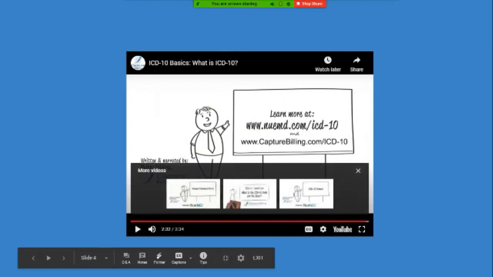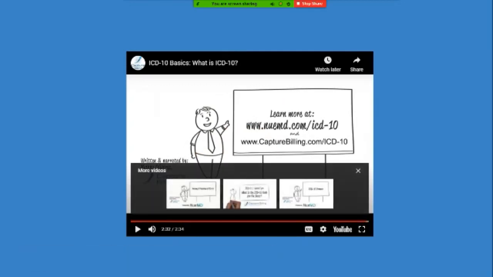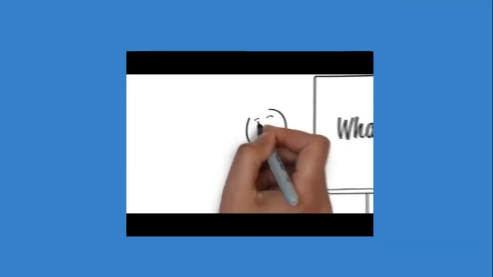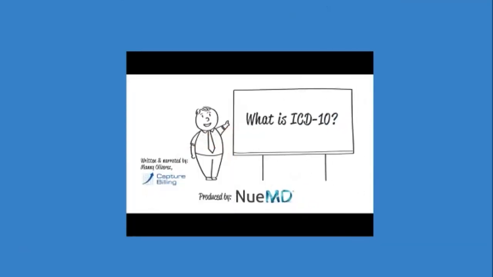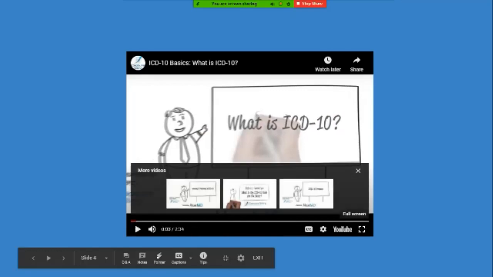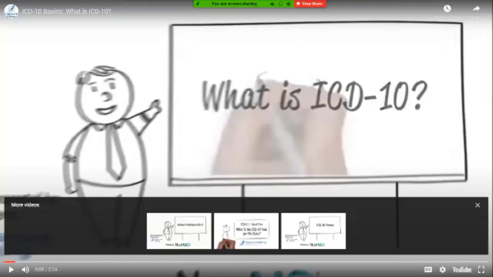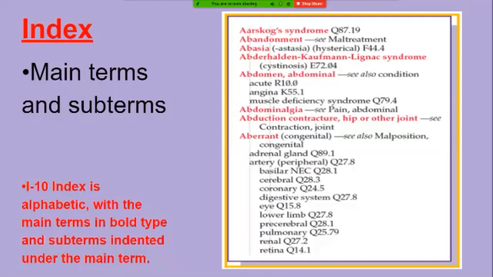Okay, so you guys already know that we have already implemented the ICD-10, and I've been doing this for probably about 6 or 7 years since it's been implemented. Oh, sorry. Let's see if I can get out of this really quickly. That's the only thing about these, it's hard to get out of them once we get in. Okay, so the next thing we're going to talk about is our index.